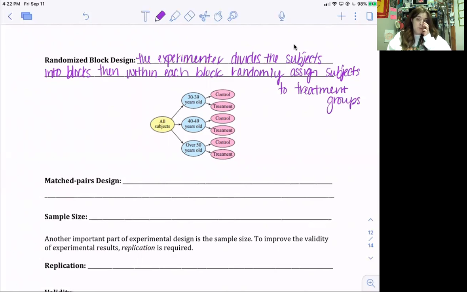Okay, so I took a picture from your book. If we look at everybody, then we split them up by, in this example, age. And then we say, okay, some of you are going to receive the control or the placebo, and the other group of you is going to receive the treatment.